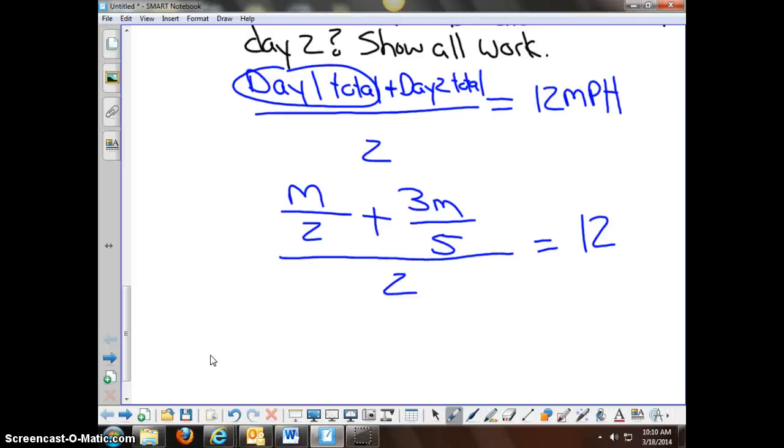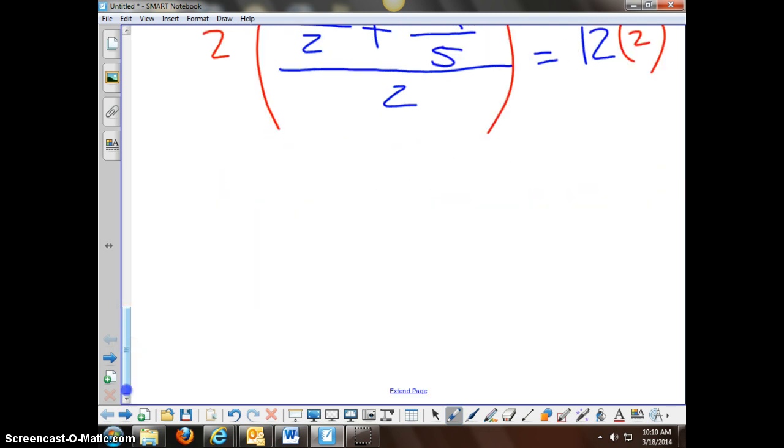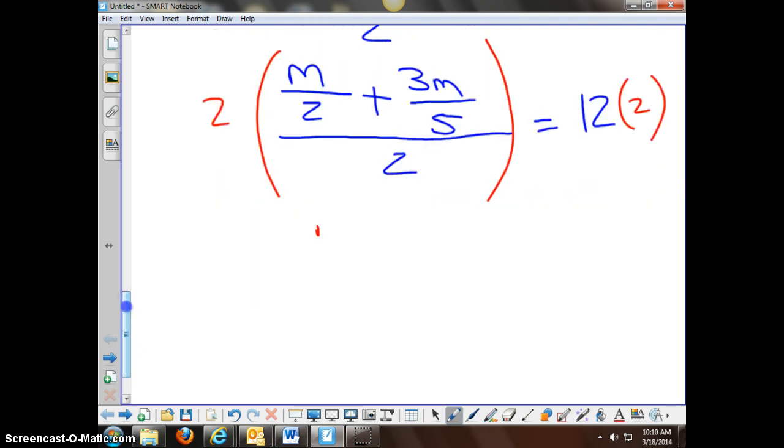Yeah. And we just happen to have a couple of different fractions going on here. In our overall fraction, m over 2 plus 3m divided by 5 over 2, we have to get rid of the big, huge fraction. So we're going to multiply what you said by 2. And if we do it to the left side of the equation, we've got to do it to the right side of the equation. So now you have, clean it up, m over 2 plus 3m over 5 equals 24.